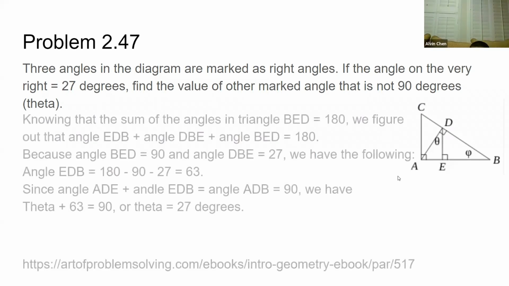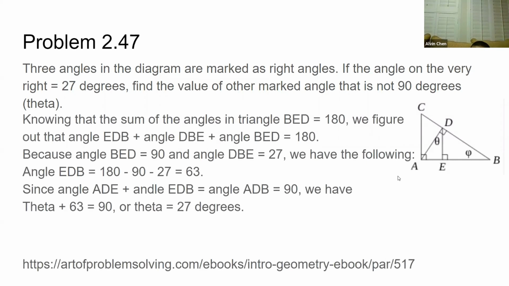So basically, how I did it is I found out that angle theta is 90 degrees minus EDB, and I think that's called phi. Phi is also 90 degrees minus EDB, so theta and phi are equal. So theta is just 27. Yeah, that's correct. Okay. So we're gonna move on.